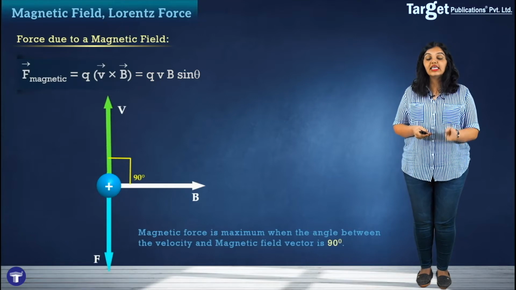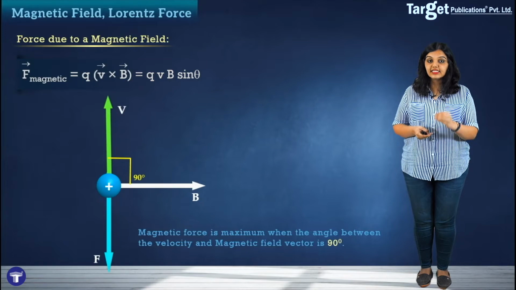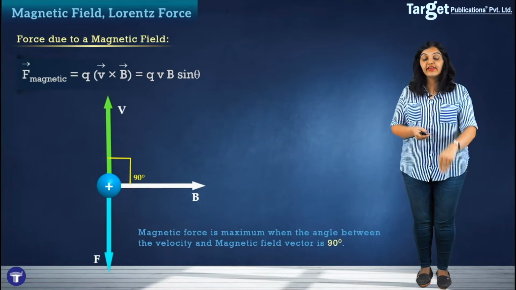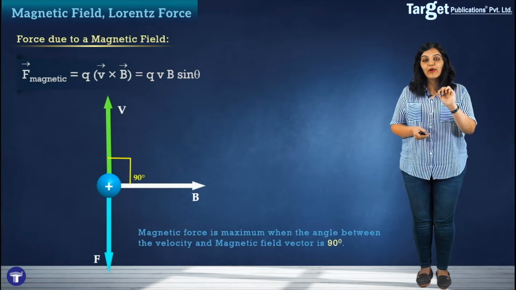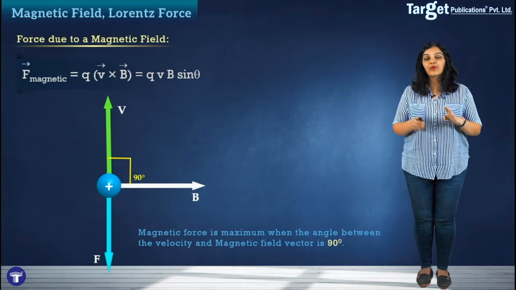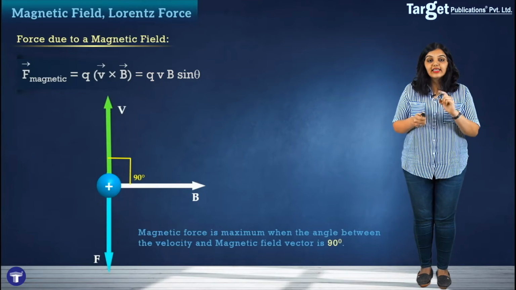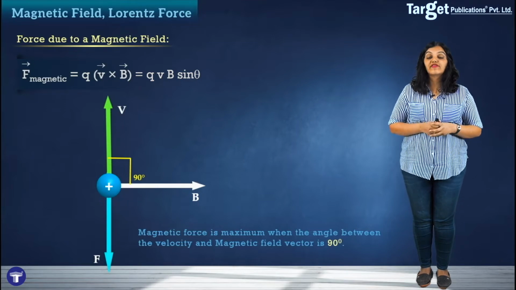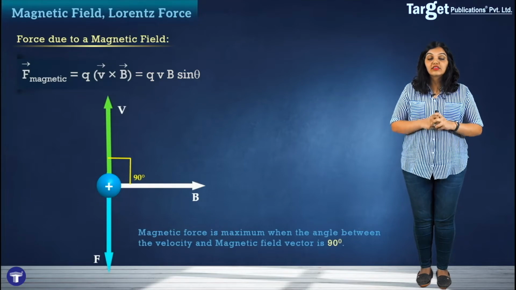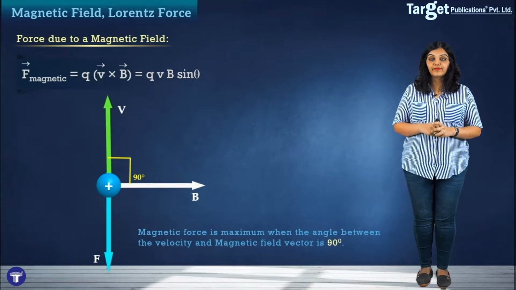So when velocity and magnetic field are at 90 degrees, that is when the particle is entering the magnetic field perpendicularly, at that point the force acting on the particle will be maximum. Finally, let me show you a small way in which you can find the direction of the magnetic field. This is known as the right hand rule.